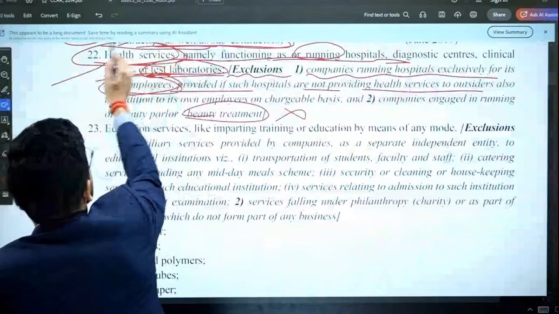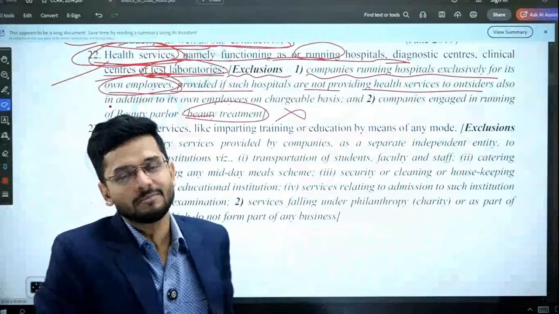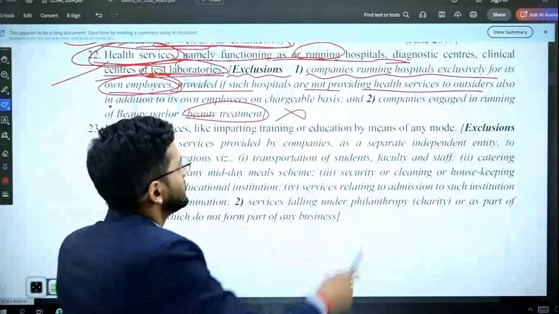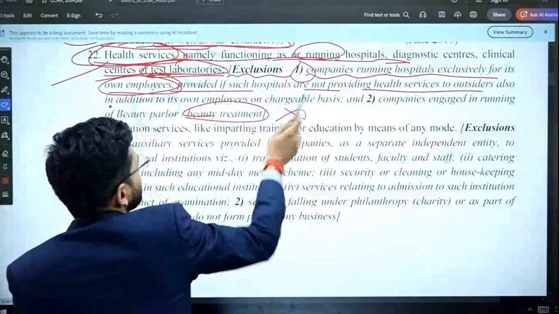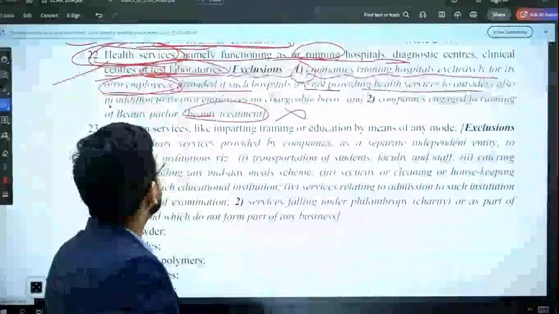All right, so health services are excluded. Health services are included in cost records, but specified things, point number 1 and point number 2, are excluded from your health services.